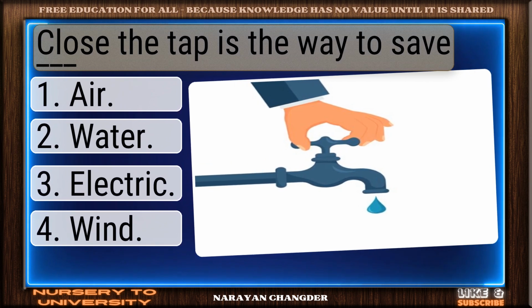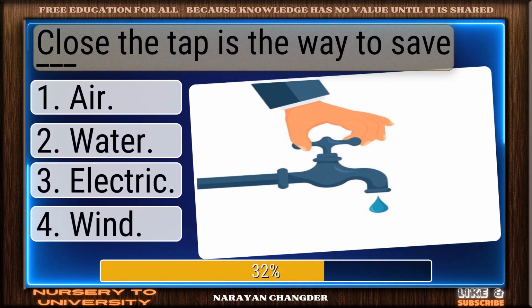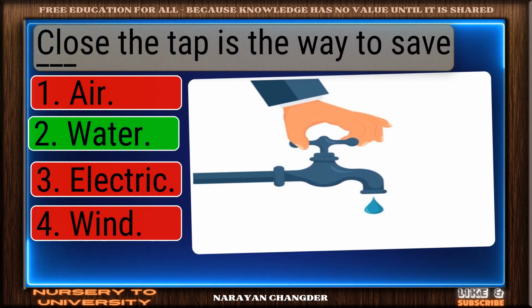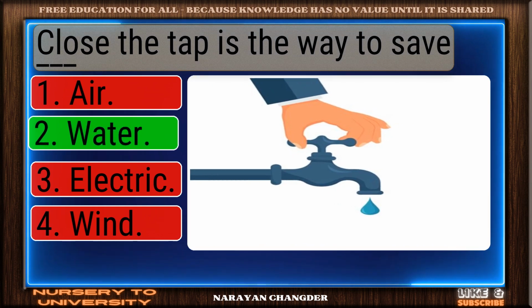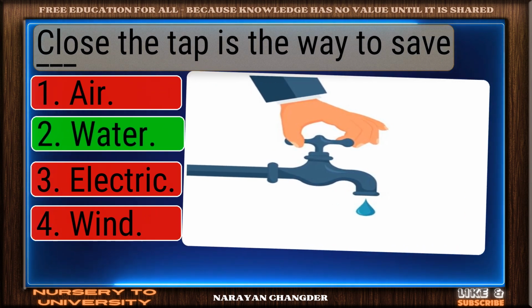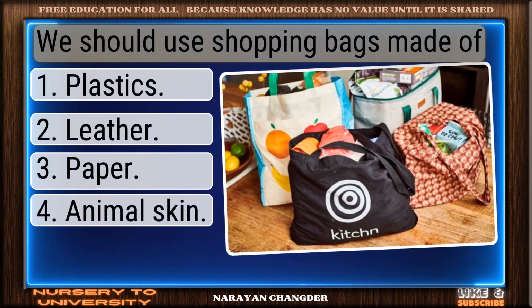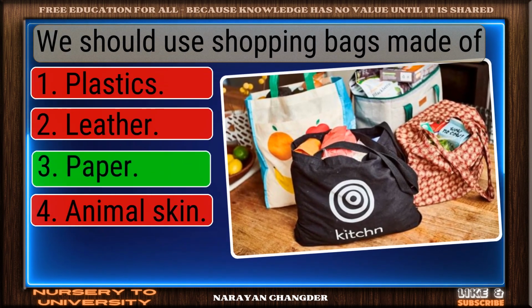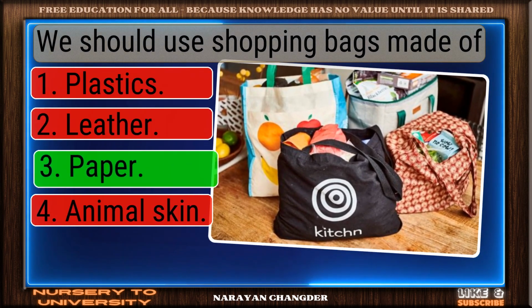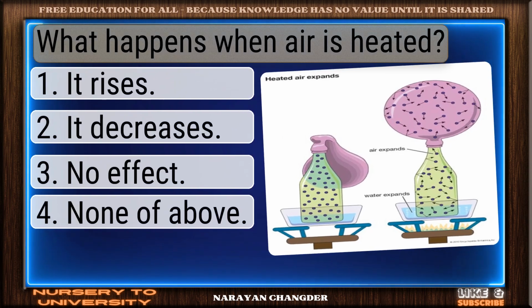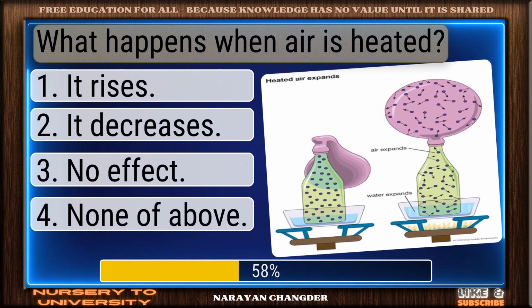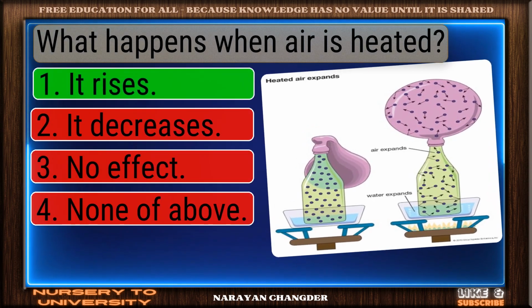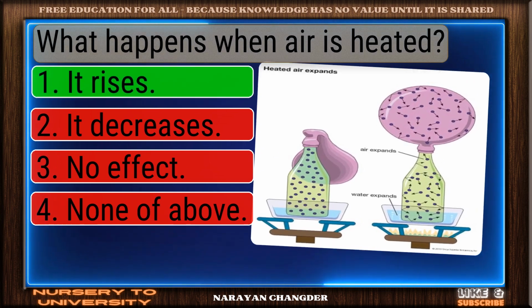Close the tap is the way to save dash. Right again. Water is a valid answer. We should use shopping bags made of. Sharp thinking. Paper is the right choice. What happens when air is heated? On track. It rises is the correct answer.